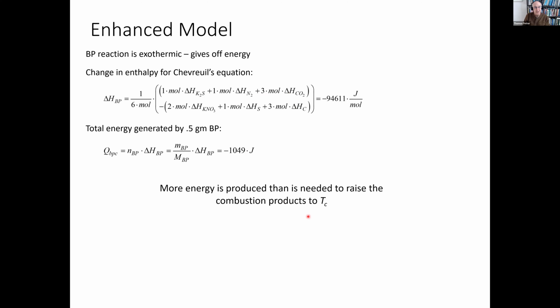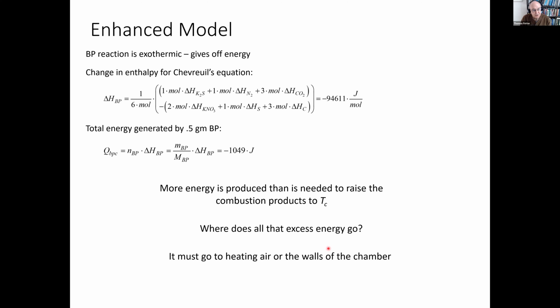Now, that's more energy than is needed to raise the combustion products to the temperature of combustion. And where does all that excess energy go? Well, it must go to either heating the air in the chamber or the walls in the chamber. Now, we're going to make the assumption that initially it goes to heating just the air in the chamber, and then as the gases cool, that energy is re-radiated to the walls and warms the walls of the chamber. And we're going to verify that against some measurements.